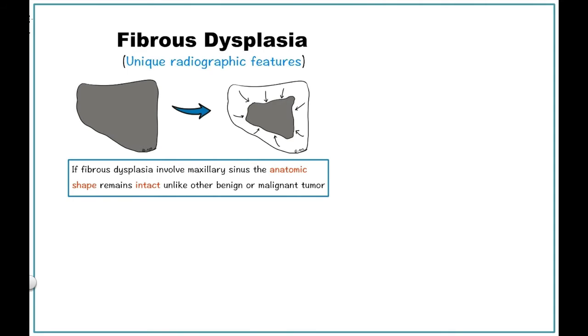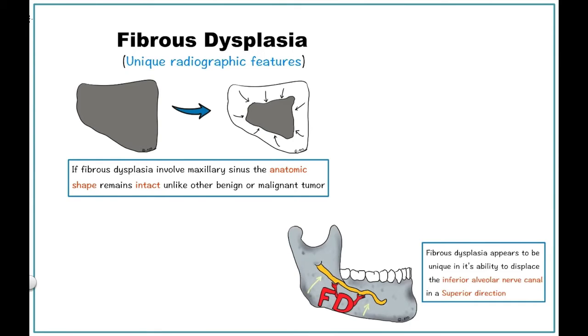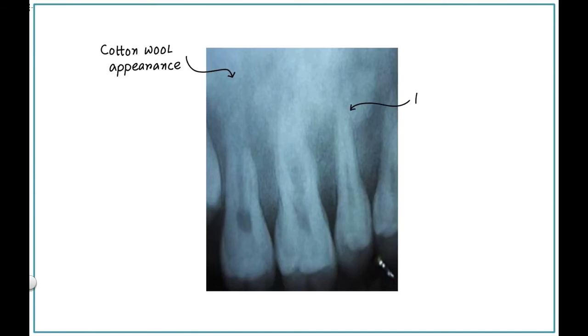In the maxilla, the lesion encroaches the sinus, usually from the lateral wall, and the last section of the sinus to be involved is the most posterior superior portion. The normal anatomic shape of the antrum is most often maintained, which is a differentiating point from other tumor-like lesions. Superior displacement of the inferior alveolar nerve canal is another typical finding of FD. In case of other lesions, the canal is usually displaced inferiorly.